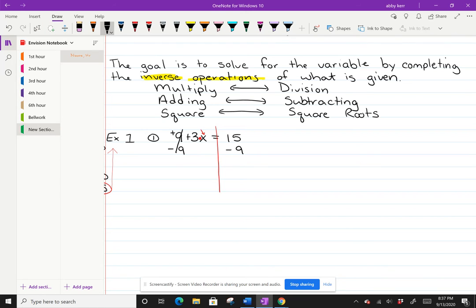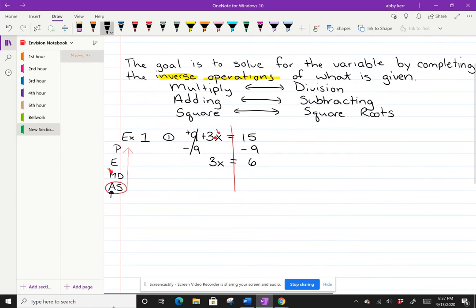So these 9s go away. And now I'm going to write down the 3x on the next blue line. And then 15 minus 9 gets me 6. So there's no more adding or subtracting. It's just the 3x. So we're done with this level.